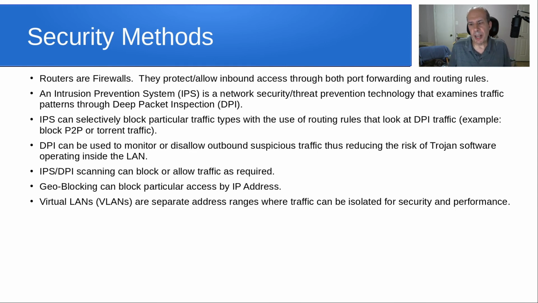So virtual LANs, otherwise known as VLANs, are separate address ranges where traffic can be isolated for security and performance. VLANs are just about like magic because they allow multiple networks and multiple address ranges to run on the same cable. I have some other information about that in my other videos.